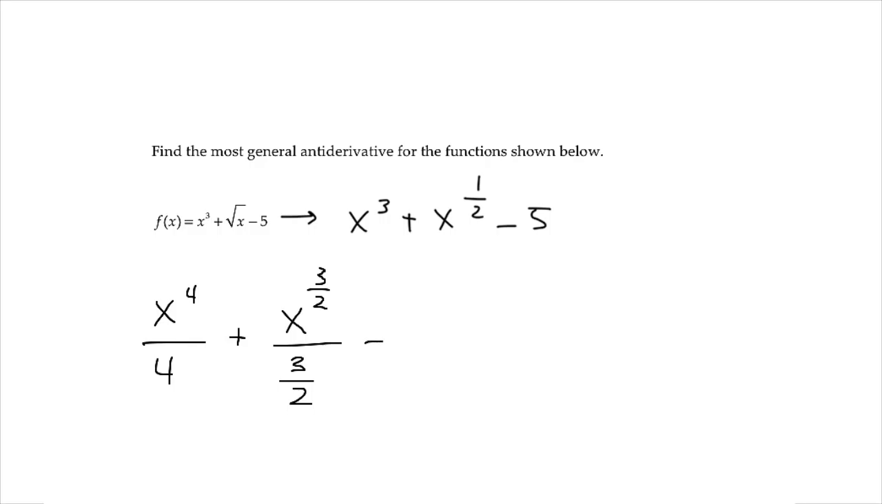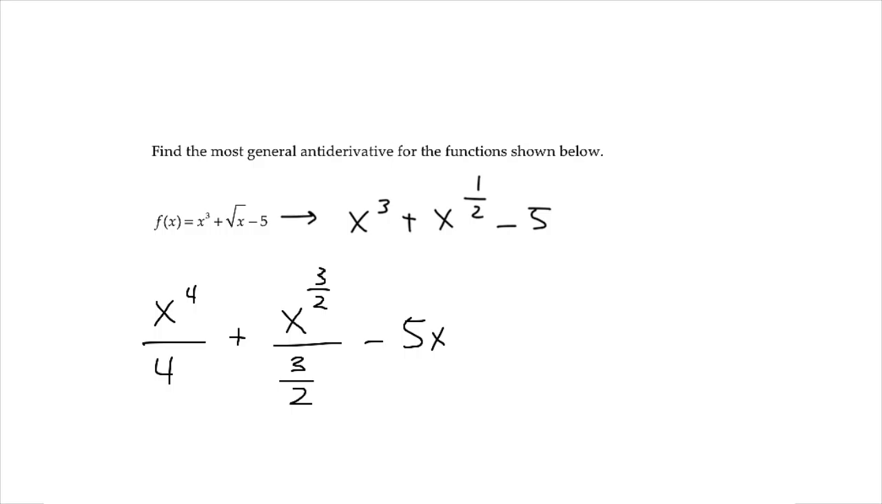Let's be careful here. The 5, don't call it 0. A lot of people do that, and I understand why, because the derivative of 5 is going to be 0, but that's not correct here. What's this going to be? This is going to be 5x. Remember, the antiderivative of a constant is found by just slapping a letter in front of it. So remember, negative 5 becomes negative 5x.